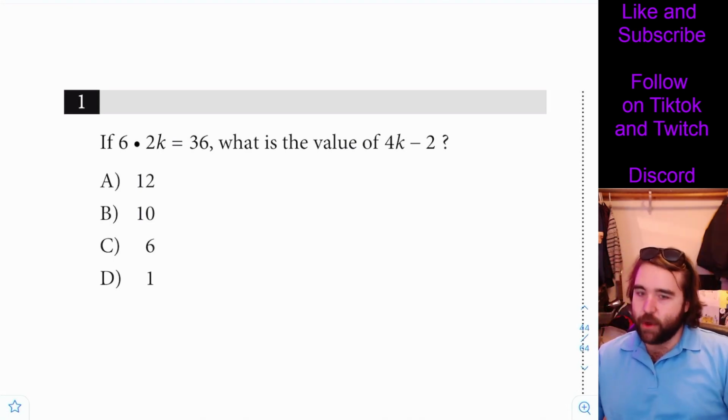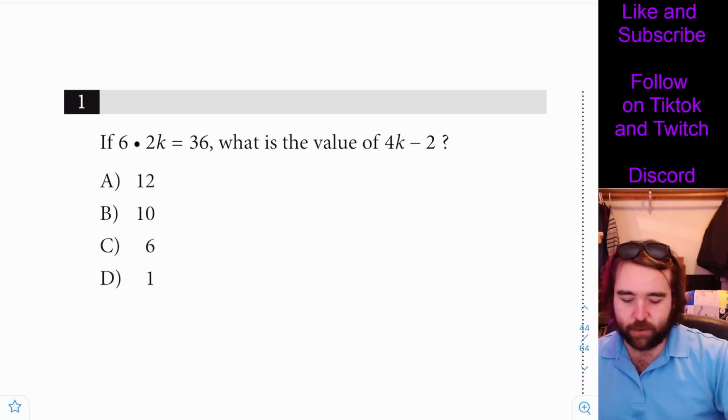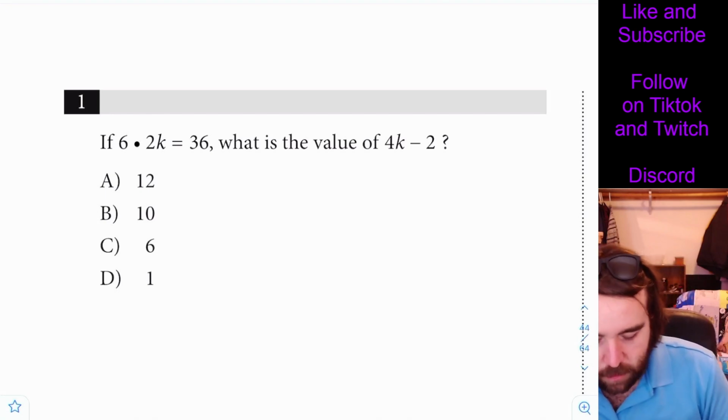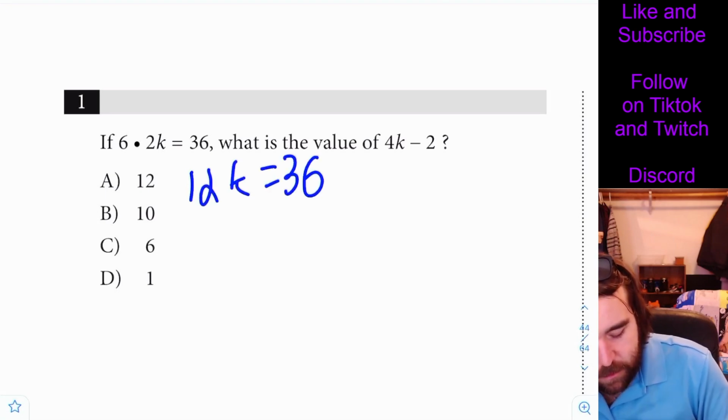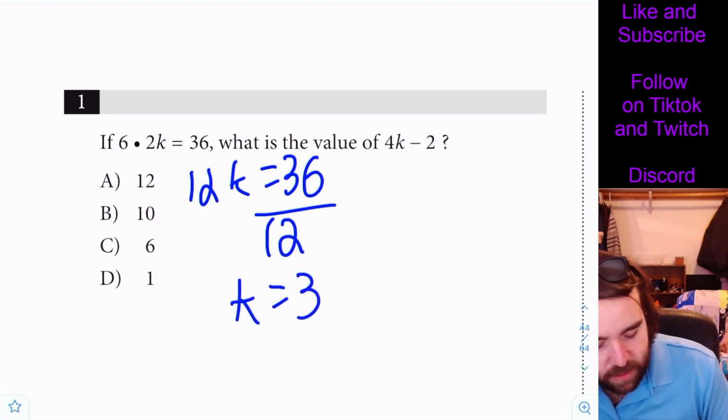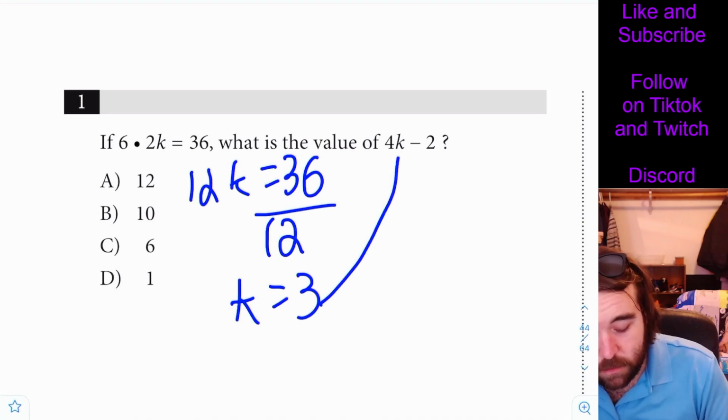So let's continue. No calculator section. As always, we'll use the calculator when needed, but seldomly. So 6 times 2, don't need the calculator for that, equals 36. 36 divided by 12, don't need the calculator for that. 4 times 3 is 12, minus 2 is 10.